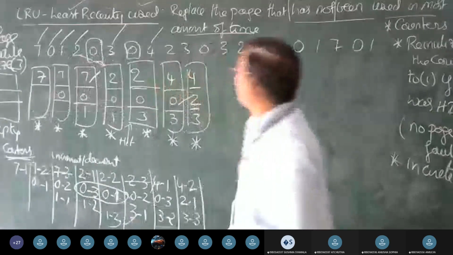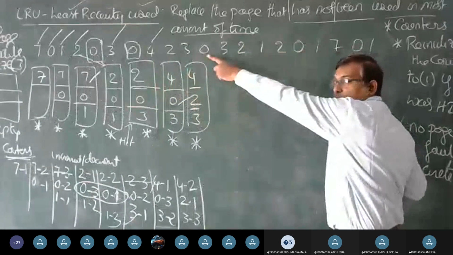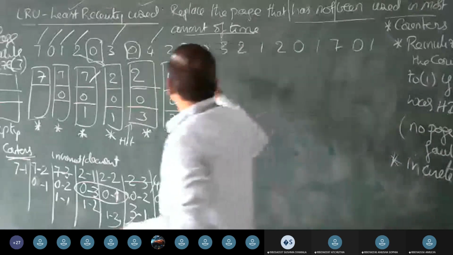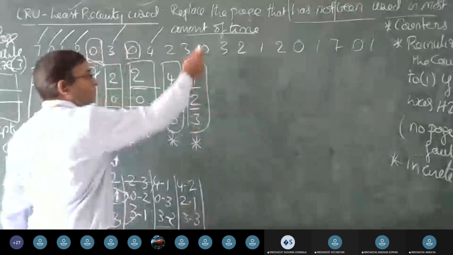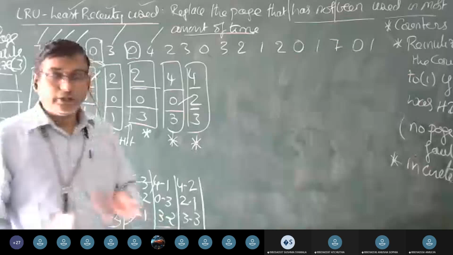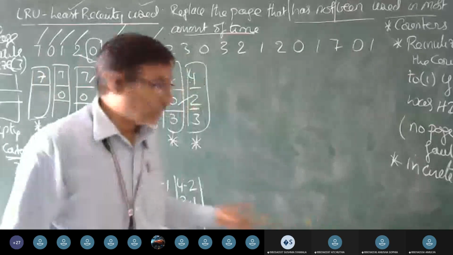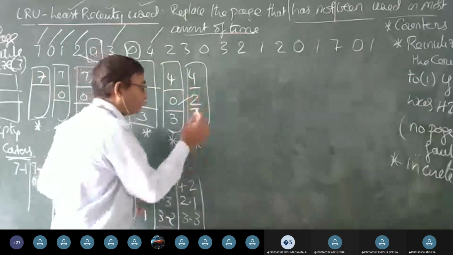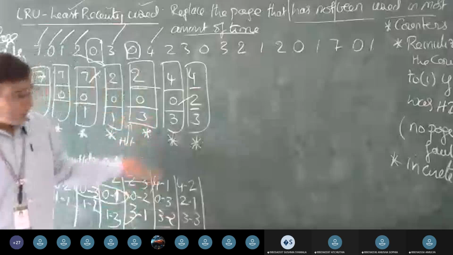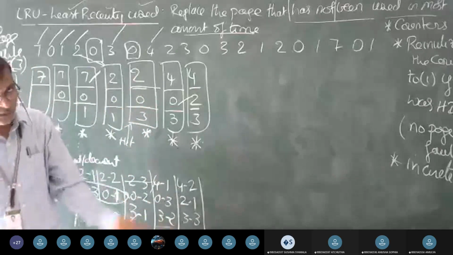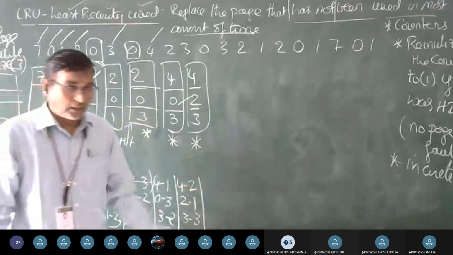Next one. Value 0. 4 compared with 0, 2 compared with 0, 0 compared with 3. At any time there is no match. Obviously, it is going to lead to a page fault. Page fault came. I have to replace the page. Okay, how can I replace?